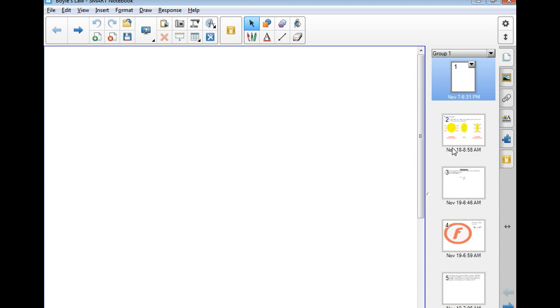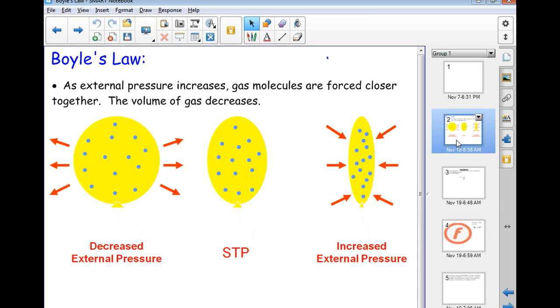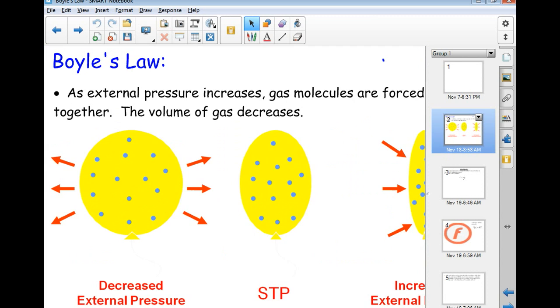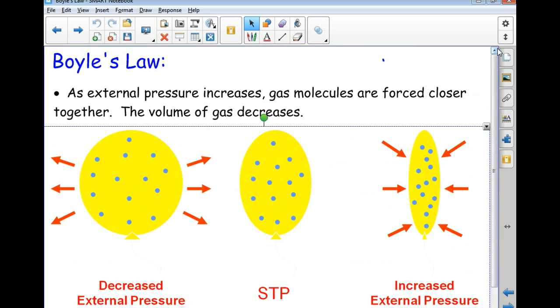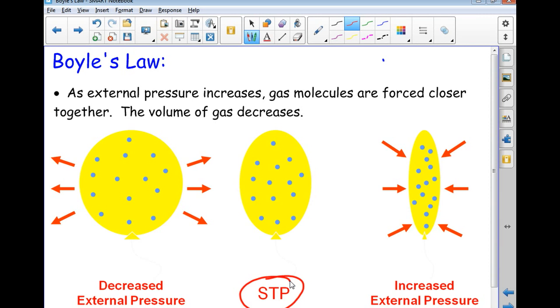Now, all that Boyle's law simply states is that as external pressure starts to increase, gas molecules are forced closer together. As that happens, the volume of the gas decreases. So we've got, let's say, this scenario here. This is known as standard temperature and pressure, what we experience in our everyday lives. Now, if we start to go higher up into the atmosphere, we have decreased external pressure. This is due to being thinner air, less air molecules.